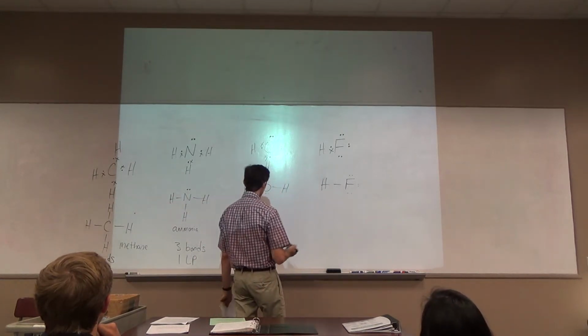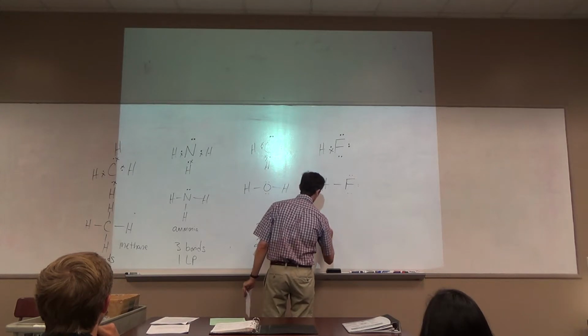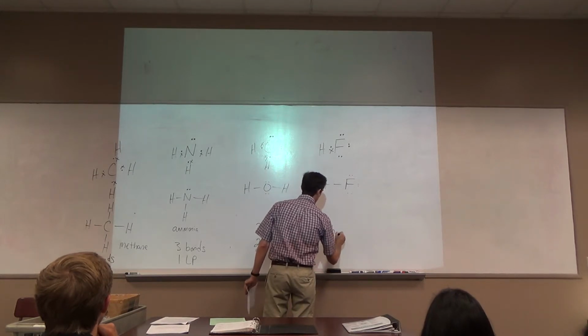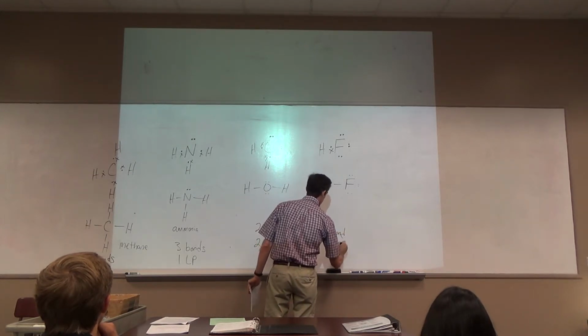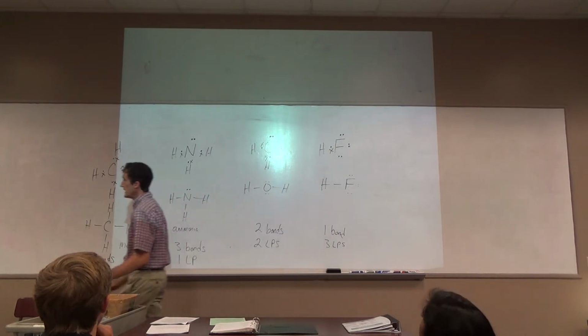Hydrofluoric acid or hydrogen fluoride. Standard bonding for fluorine: 1 bond, 3 lone pairs. Okay. What's standard bonding for bromine?